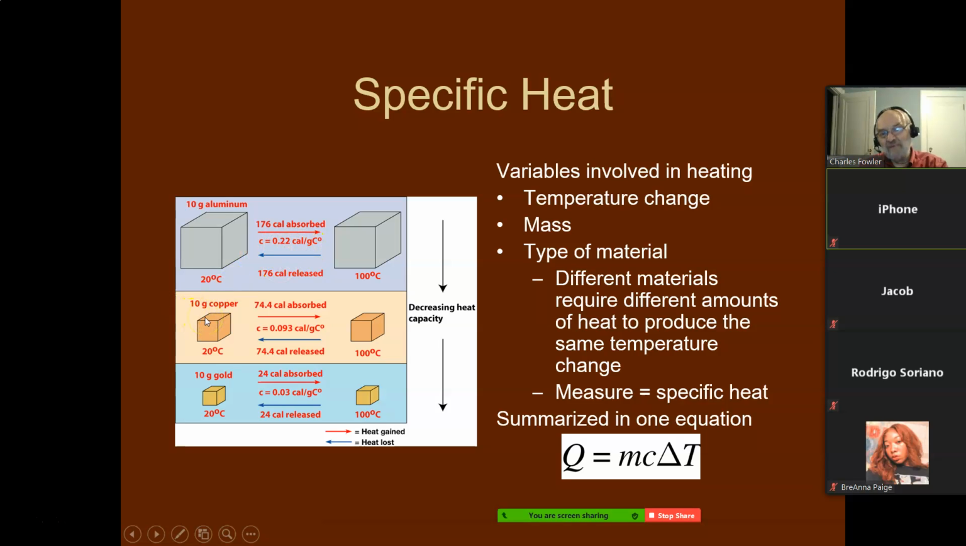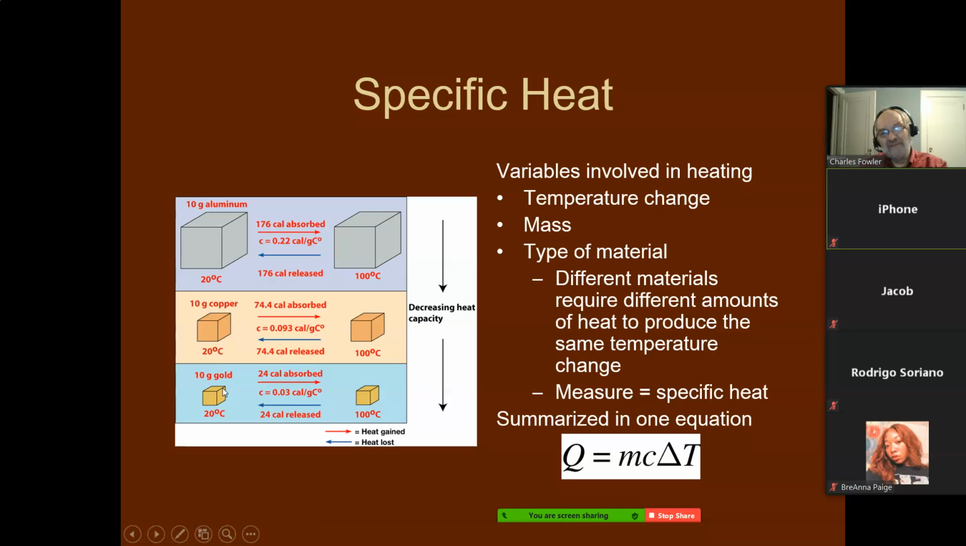If you had 10 grams of copper, because copper is a lot denser than aluminum, it's going to be a lot less. And guess what? That only requires 74.4 calories to be absorbed or released, one way or the other, to change the temperature, that 80 degrees delta T. Much less. So whoever had the copper let go of it a lot sooner than the person who had aluminum, because aluminum has a higher specific heat than copper by a long shot.